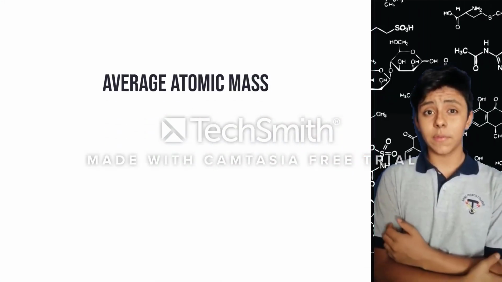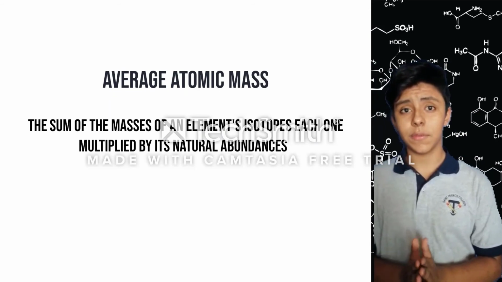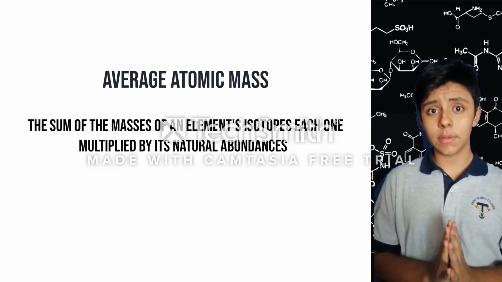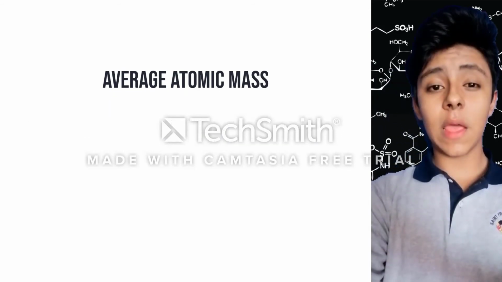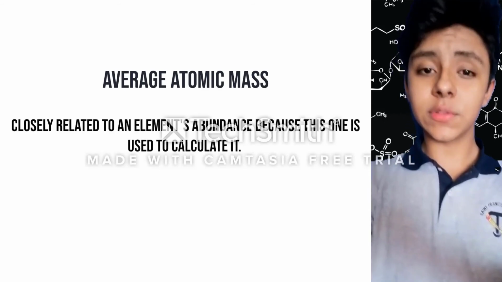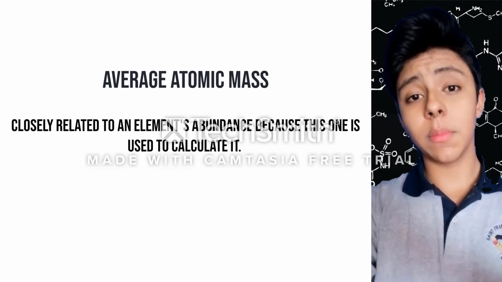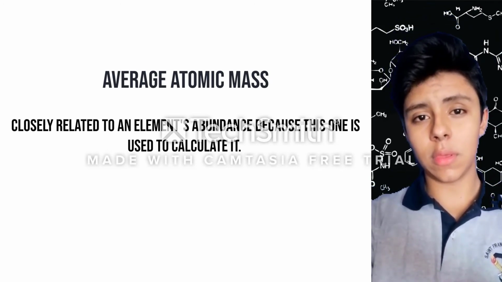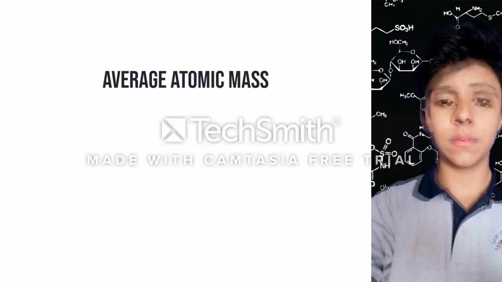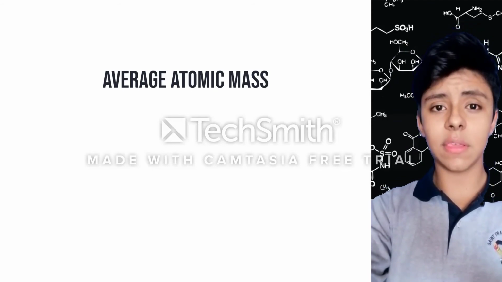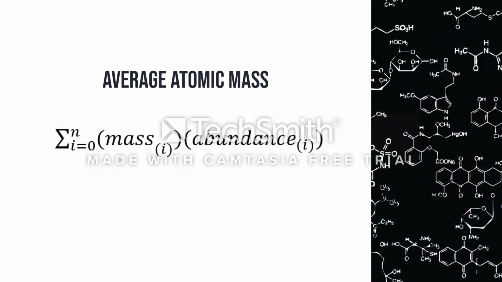The average atomic mass of an element is the sum of the masses of its isotopes multiplied by the natural abundance of each one. Now, this is closely related to the natural abundance of an isotope, because in the calculation of average atomic mass, you will have to use the abundance of each isotope. Now, the average atomic mass is given with the following formula.